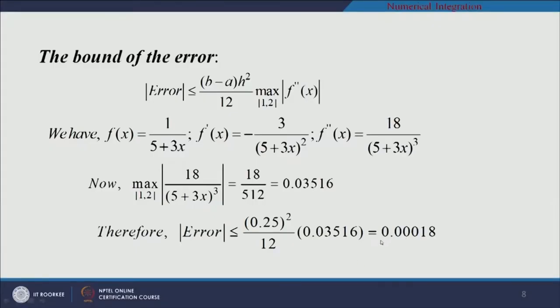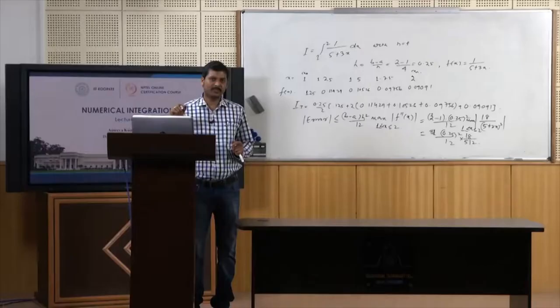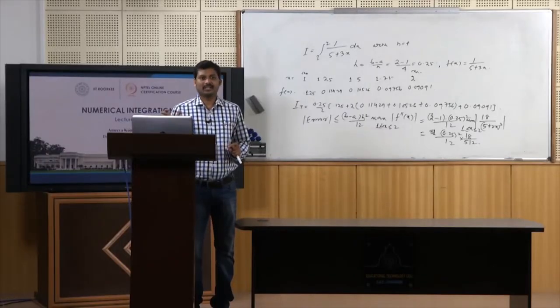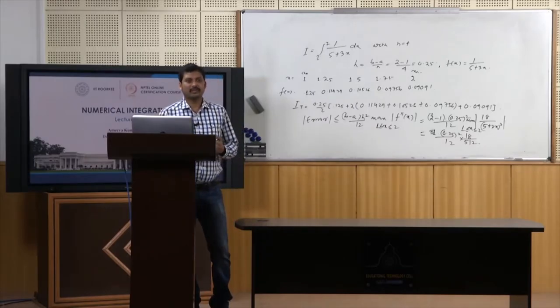that is coming as 0.00018 here. Then we will go for the 1 by 3 Simpson's rule. Whenever we calculate the area of this curve bounded by the x axis, and this area is approximated by a parabola, then we can obtain the 1 by 3 Simpson's rule here.